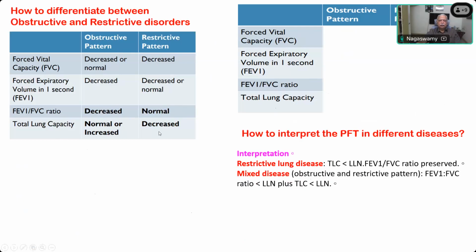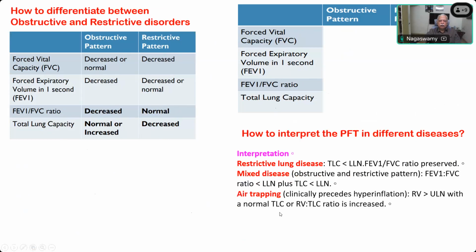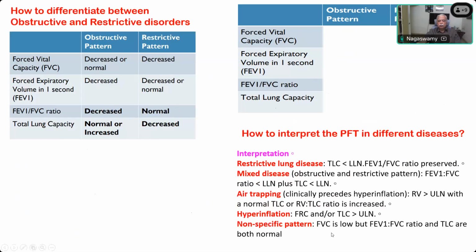So TLC is the determining factor there. If TLC, instead of being normal, is decreased with a decrease in FEV1, then you have to think of a combined mixed disorder. And there is a condition called air trapping, where the residual volume is more than the upper limit of normal, with a normal TLC, or the RV to TLC ratio is also increased. Then there is another condition called hyperinflation, where FRC and/or TLC are on the upper limit of normal.